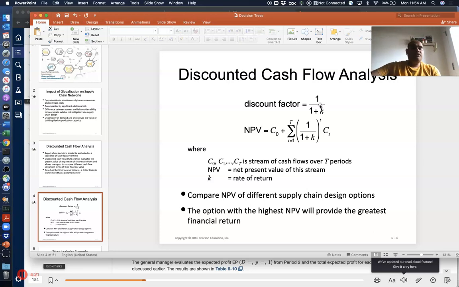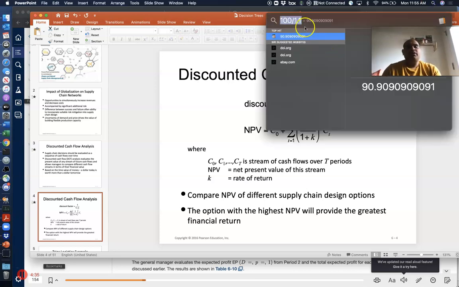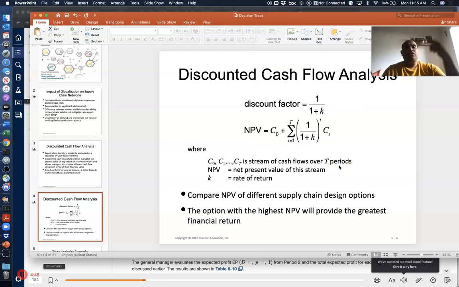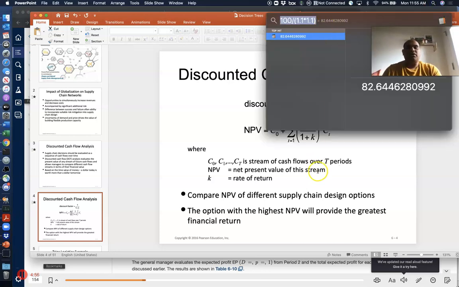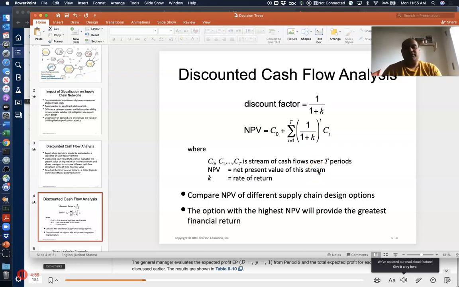If you're looking at 2 years in the future, it will be 1 over 1 plus K times 1 over 1 plus K times 100. So it's 1 over 1 plus K squared times 100. It will be divided by 1.1 times 1.1. So $100 2 years in the future will be worth $82.64. If you're going to get $100 2 years in the future, right now the net present value based upon a 10% interest rate is $82.64. And that's the idea of net present value.